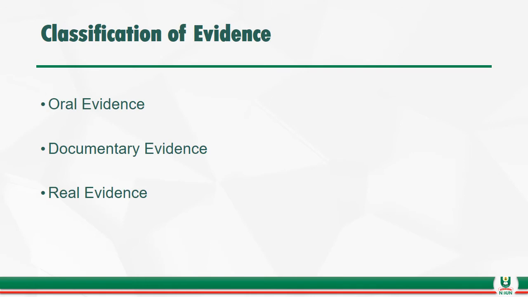Now, let's look at classification of evidence. For example, oral evidence. What is oral evidence? According to Cross, oral evidence is the assertion of a human being offered as proof of the truth of that which is asserted. Oral evidence is the most common form of evidence.